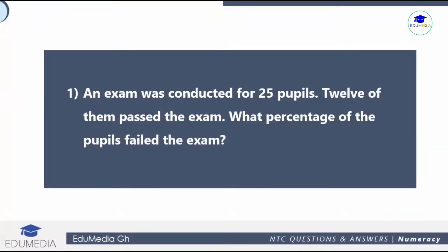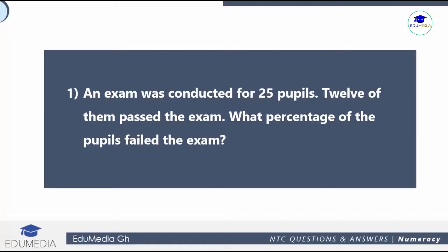Now to our first question. An exam was conducted for 25 pupils. 12 of them passed the exam. What percentage of the pupils failed the exam? Now this is a very simple question. We have been given some values, so all that we need to do is to start with those values.